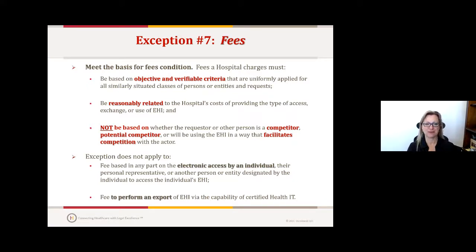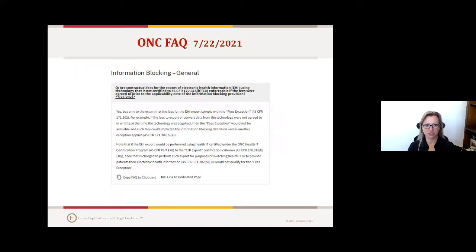So from a practical standpoint, how I've seen organizations implementing this is that their contracting department takes care of fees, and they have a little cheat sheet understanding, hey, if there are fees involved here and there's exchange of electronic health information, that may need to get routed to legal as a final review to make sure that those fees that are part of that contract comply with the IBR exception.